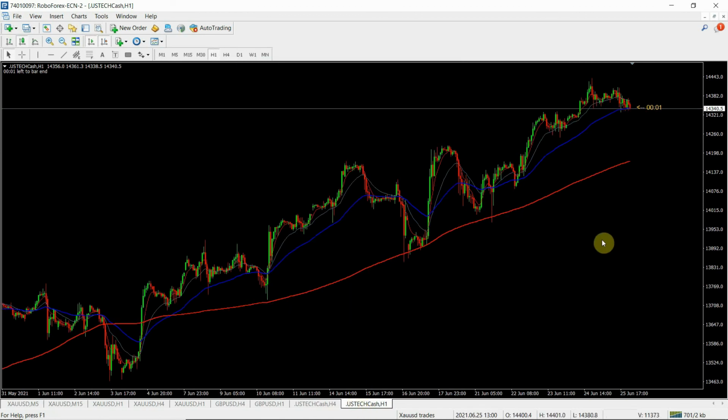On the moving average, you're simply expecting a break of this 50 moving average down to the 200 moving average before you take your buy entry, or you can take your sell after a break of this 50 moving average.